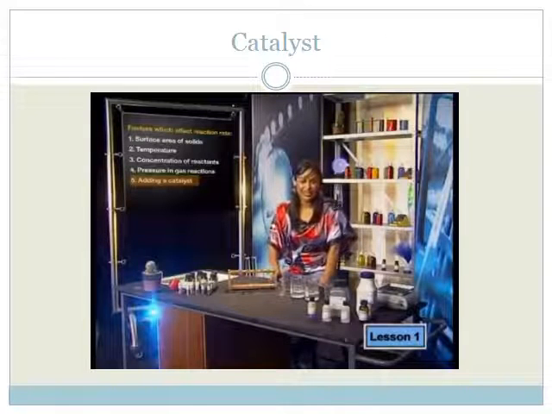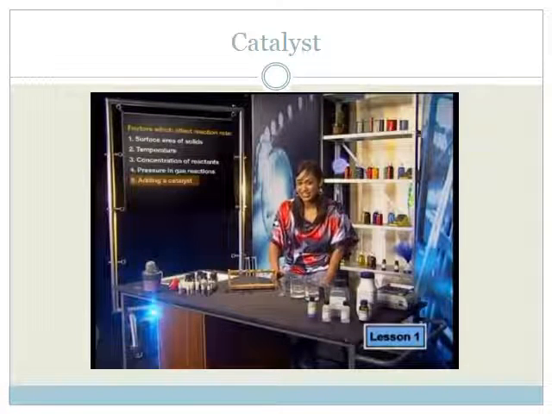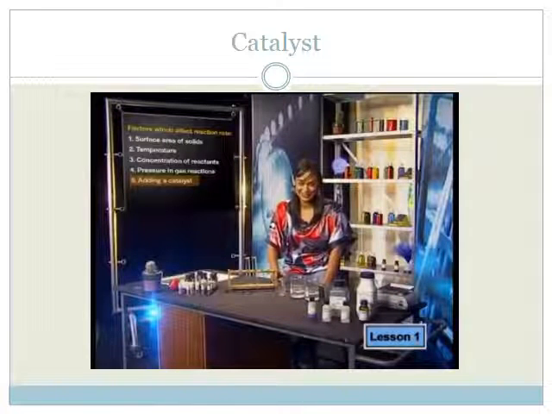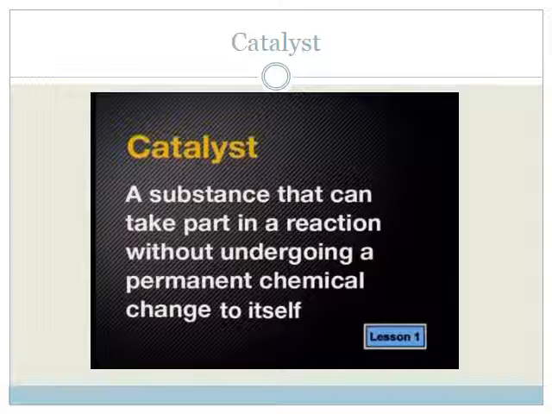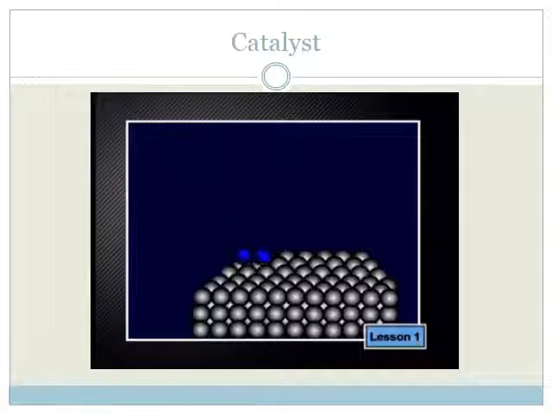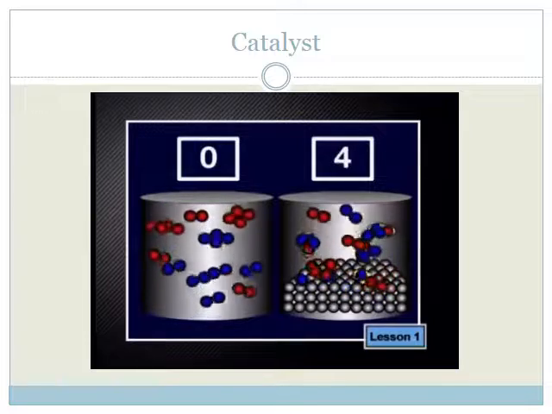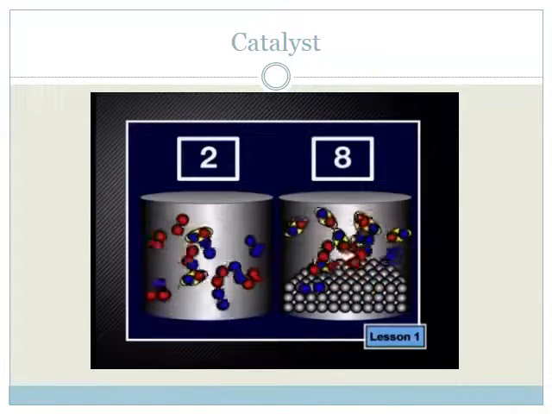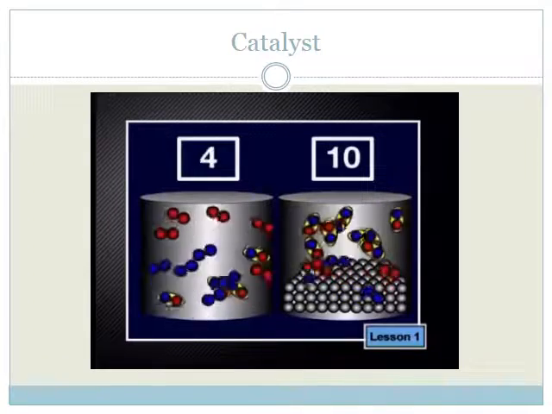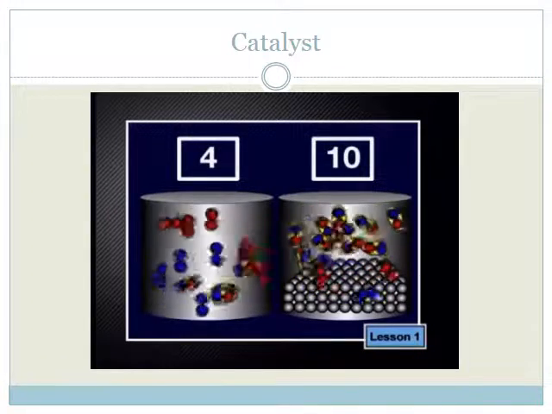The last factor that affects the rate of chemical reactions is the addition of a catalyst. Remember, a catalyst is a substance that can take part in a reaction without undergoing a permanent chemical change itself. A catalyst lowers the activation energy of a reaction by providing a surface for reactant molecules to collide. So, in the presence of a catalyst, more effective collisions will take place, and the rate of a reaction will increase.